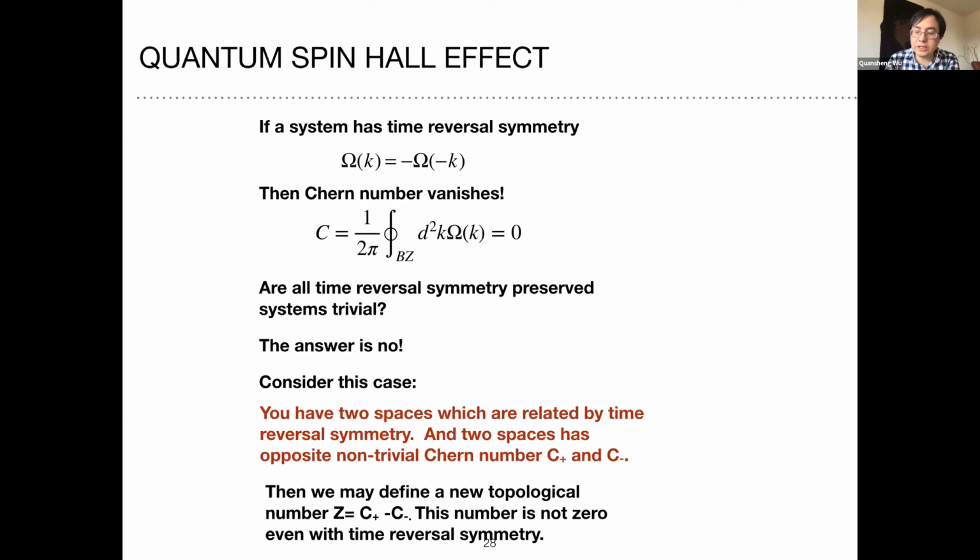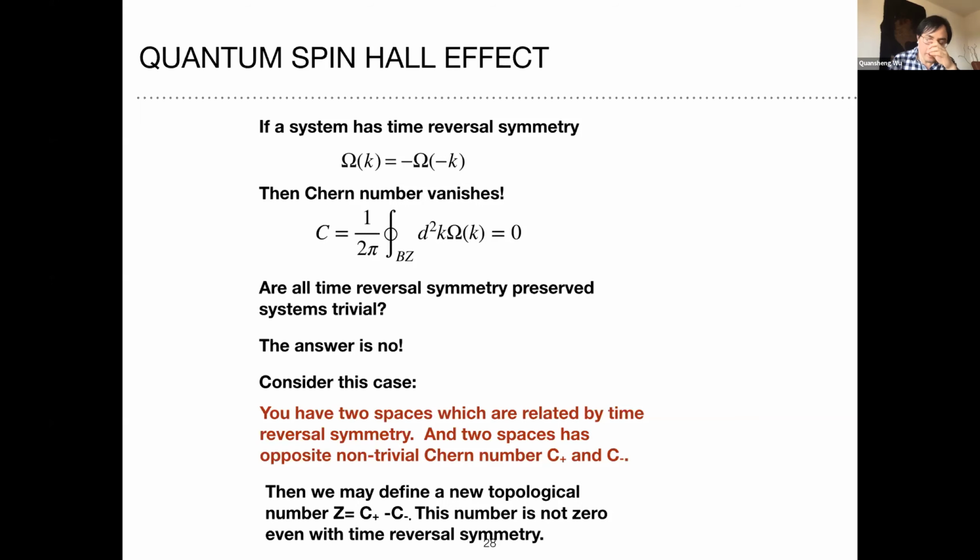So previously, we just talked about systems that break the time reversal symmetry, where we have the Chern number. But if we have time reversal symmetry, then the Berry curvature is an odd function, so the Chern number is just 0. So does that mean that all the time reversal symmetry preserved systems are just trivial? No, the answer is no.